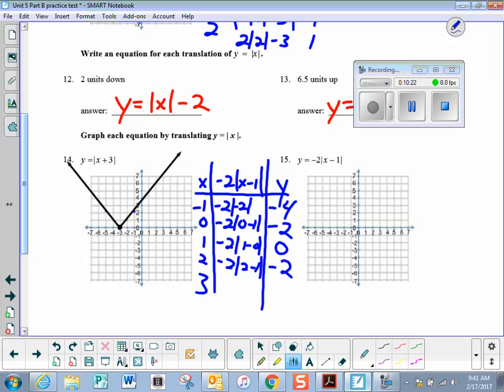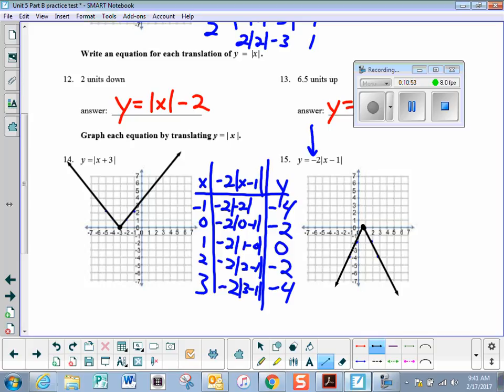And at 3, I get negative 4. So again, I have my negative 1, negative 4. I have my 0, negative 2. I knew this was going to open downward because of that negative there. I have 1, 0, which is my vertex, 2, negative 2, and 3, negative 4. And that makes my absolute value graph. Okay.